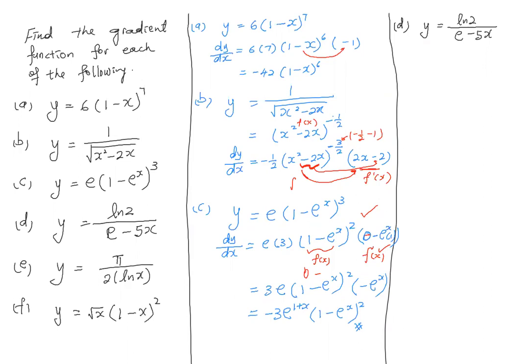For part D, can I straight away find the gradient function? No. So how should I write it? I think you should split the e to the power 5x. I think you should bring e to the power minus 5x up. So if I bring it up, how should I write it? You should rewrite as ln 2 times e to the power minus 5x, to the power of negative 1.